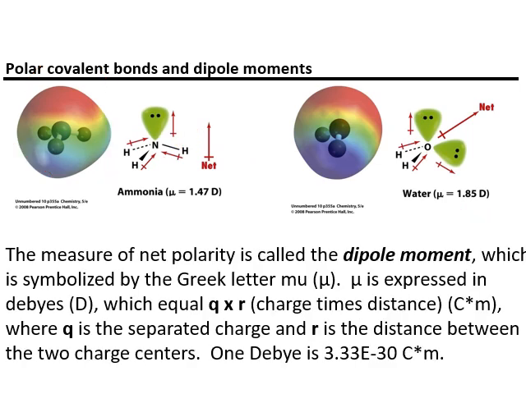The measure of polarity is called the dipole moment, and it's abbreviated mu, the Greek letter for M, lowercase. It's expressed in units of debye, which if you were taking physics you'd have to worry about, but you don't here. It's the charge times the distance, where Q is the separated charge, and R is the distance between the two charge centers. Next slide.